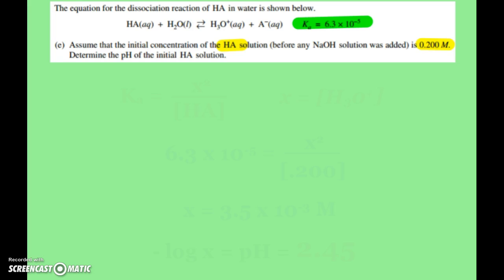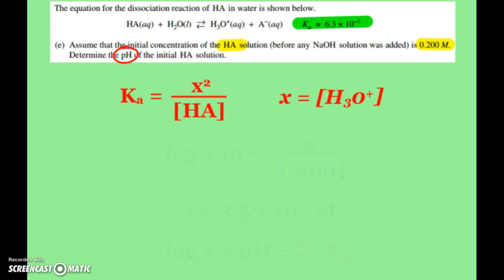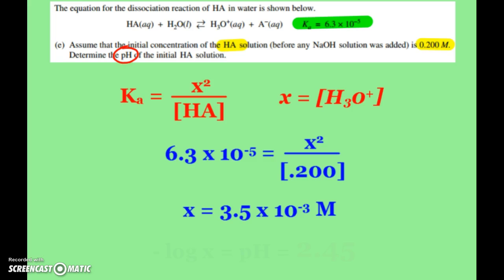So remember our shortcut. Yes, there's an ice table involved, but when you get to the equilibrium part and the Ka expression, our Ka is equal to x squared over the concentration of the acid. And that x is hydronium, which is our link to pH. Again, if this was a base equation, they would give us Kb. Kb would be equal to x squared over the concentration of base, and our x would be hydroxide, which would link us to pH. But here we have Ka, so plug and chug.